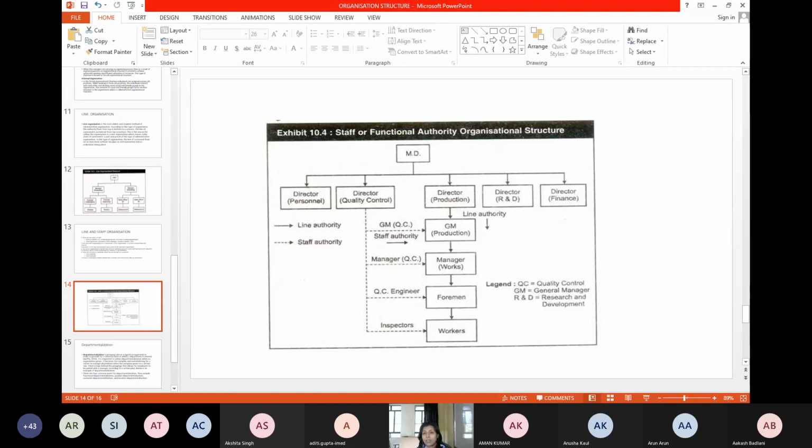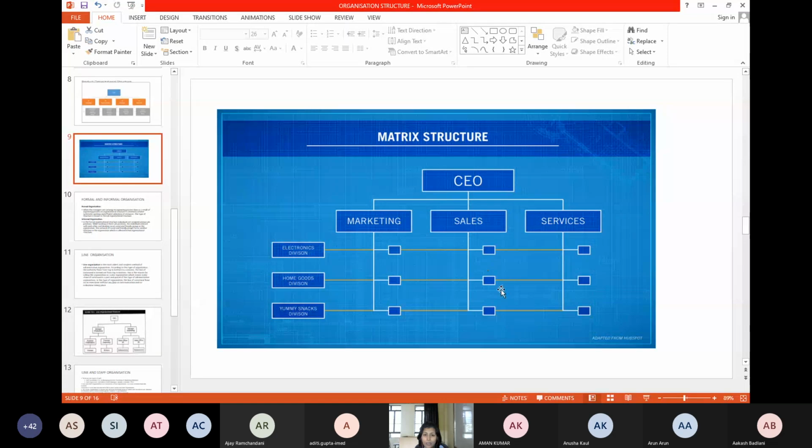Again, as you go on increasing the number of activities, and according to that, go on increasing the number of people, recruiting more people, the organizational structures become more complex. And that is what you see in this matrix organization structure. So what is this matrix organization structure? Here, one person may have two bosses.